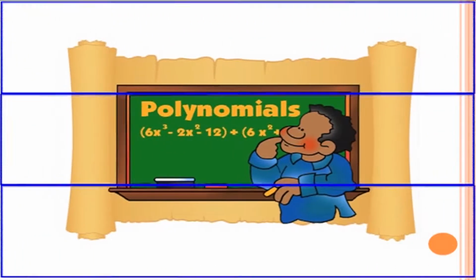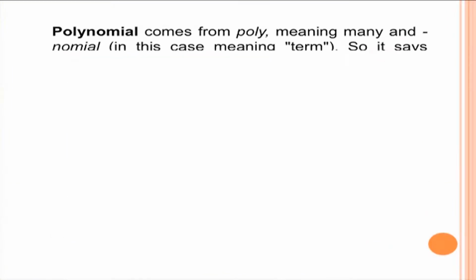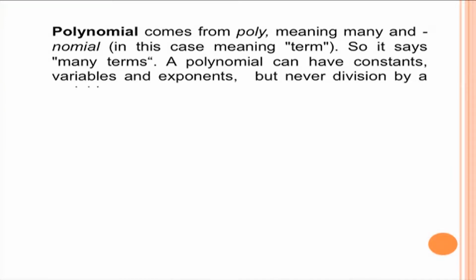Hello learners, in this session we shall learn about polynomials. Polynomial comes from poly meaning many and nomial in this case meaning term. So it says many terms. A polynomial can have constants, variables and exponents but never division by a variable.